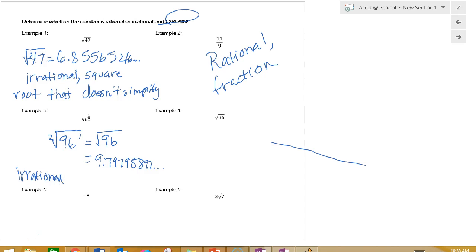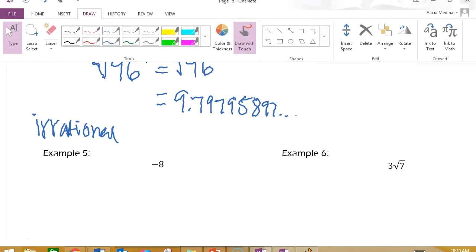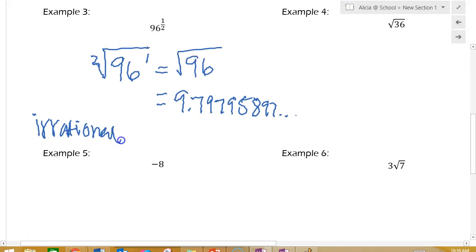I'm going to zoom in a little bit, it's getting a little sloppy here. So irrational, square root doesn't simplify.